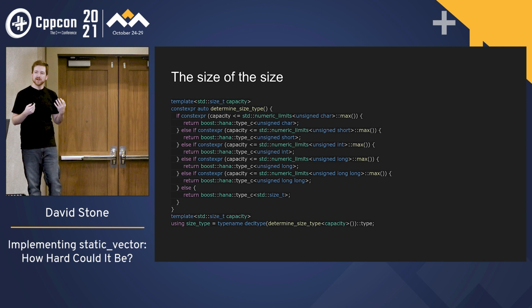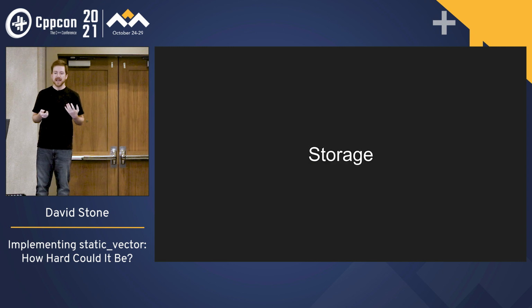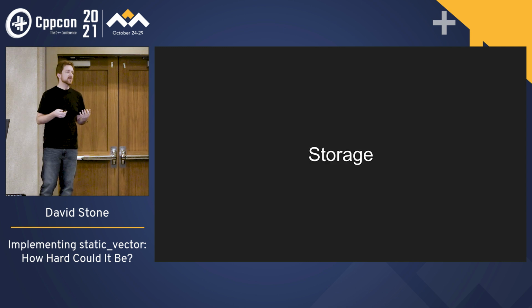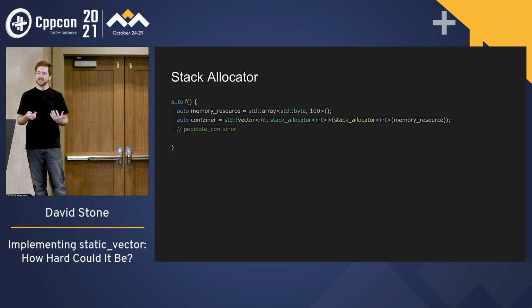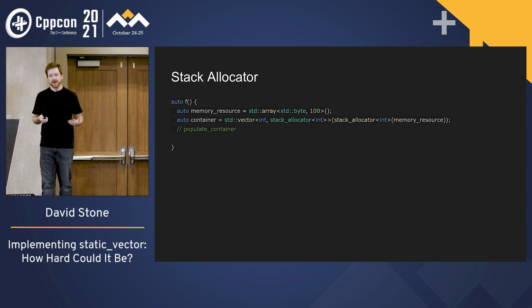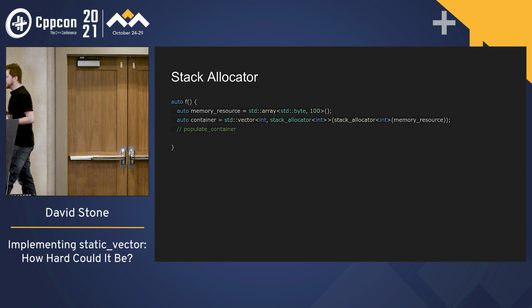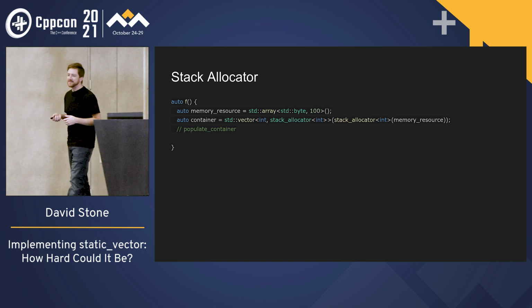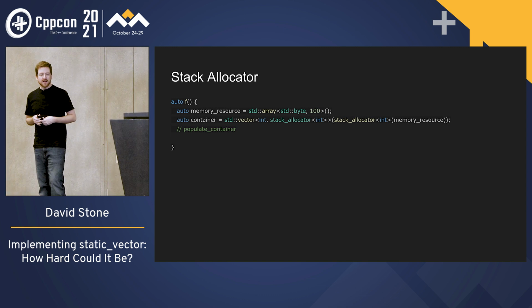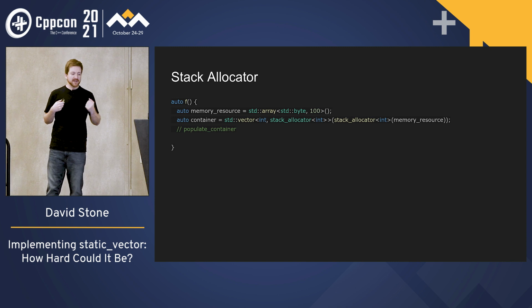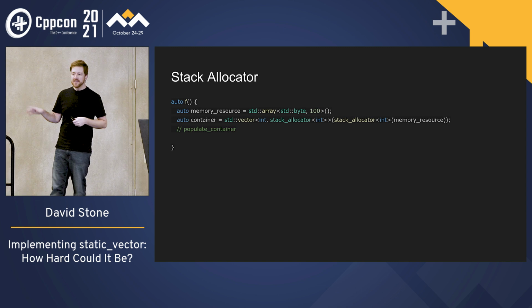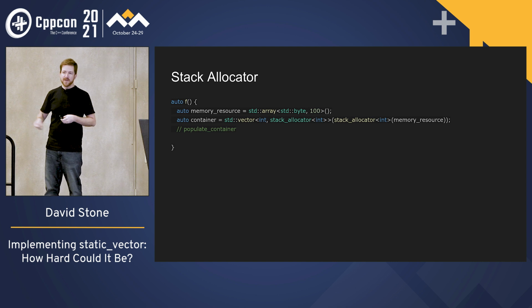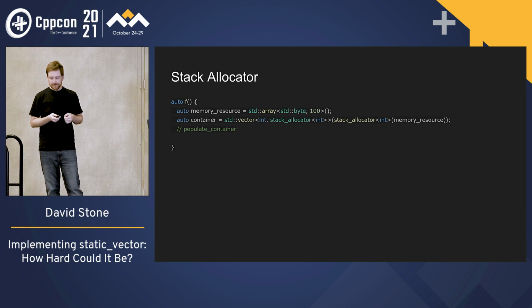When I talk about this, one of the first things that people suggest is, hey, what about, instead of doing all this work to write static vector, we just take advantage of what's already in the standard library? What if we use standard vector with a stack allocator? And so that's what this code is, it's doing something kind of like this. I left out some of the details here, but you could write a memory resource, which is an array that you store on the stack, has some bytes in it, and then a stack allocator that stores a reference to that memory resource and allocates from that stack.